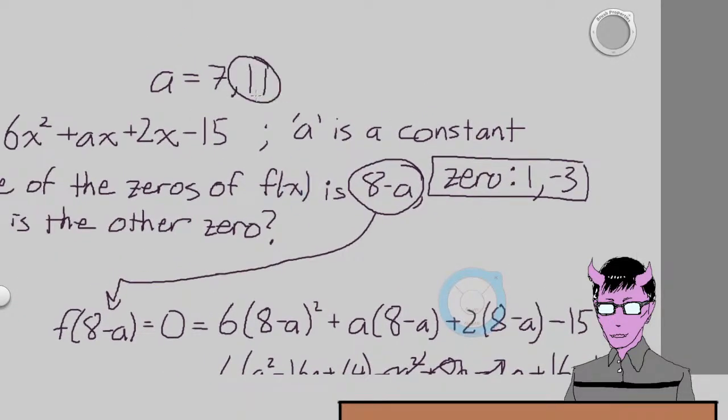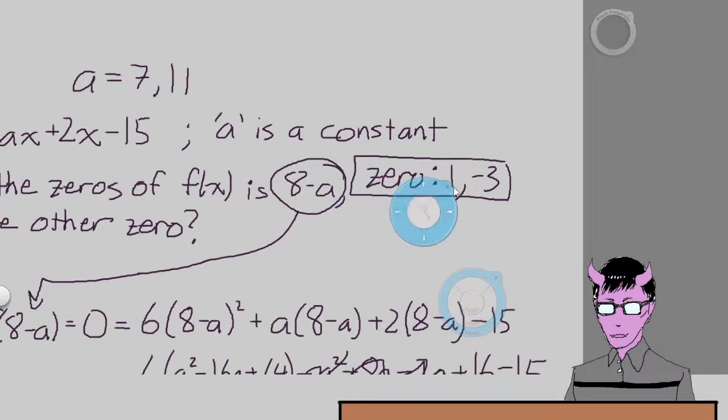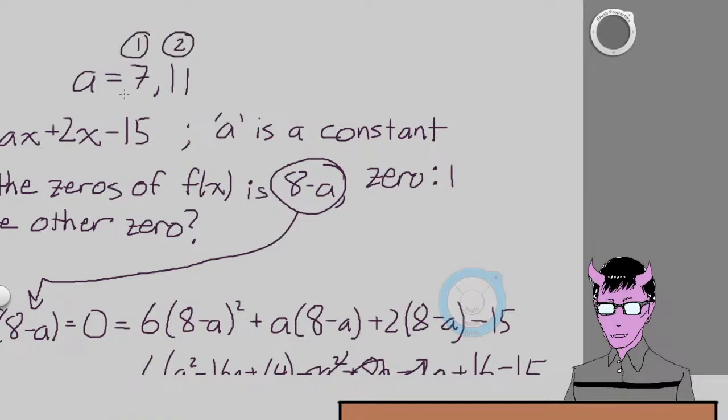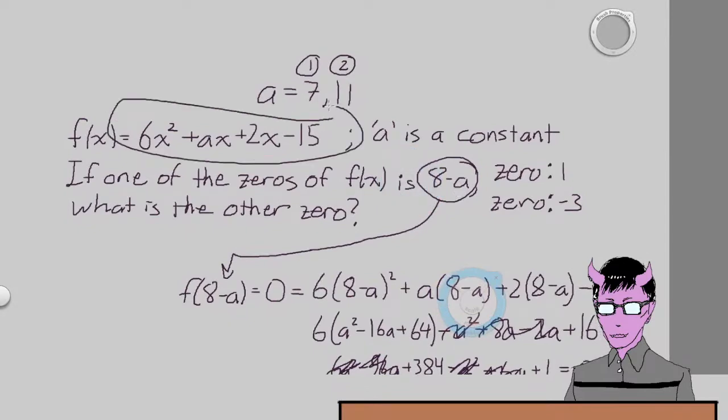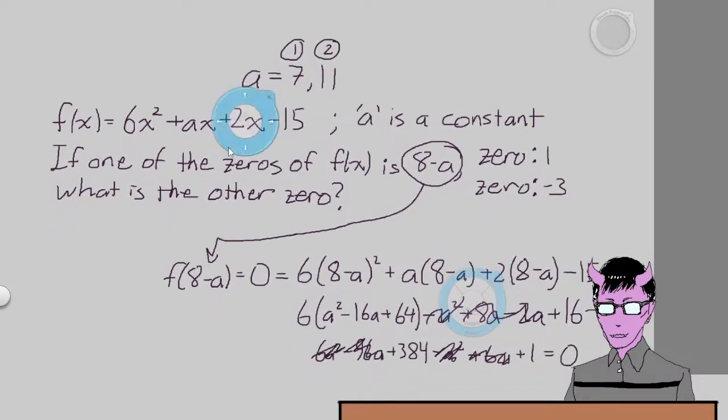But what if a is equal to 11? Wait, these are two different situations. I'm sorry. We'll call this scenario 1, and we'll call this scenario 2. If a is 7, then the 0 that we're given is 1. That's scenario 1. But in scenario 2, if a is equal to 11, then the 0 that we were given is actually negative 3. So which of those is the correct scenario? Which means we have some more work to do, unfortunately.